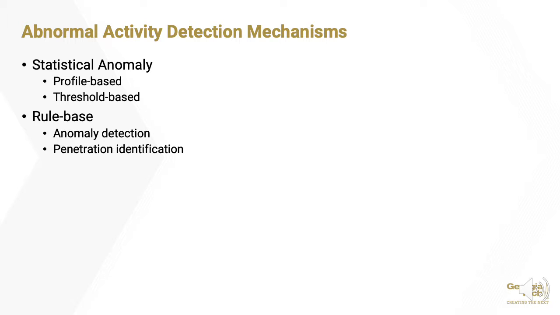The rule-based detection, on the other hand, is based on a set of predefined rules to identify whether an attack or intruder has made any traffic. The rule-based technique can also be split into two categories: anomaly detection and penetration identification. The anomaly detection is using rules which are produced by reviewing previous attack patterns or signatures of traffic that were malicious, and the penetration identification is using rules that have been conducted by security experts.